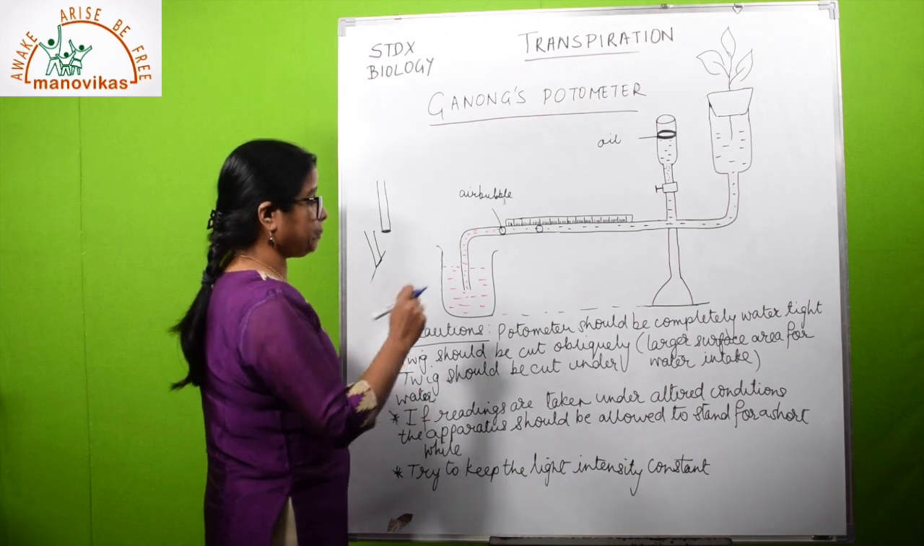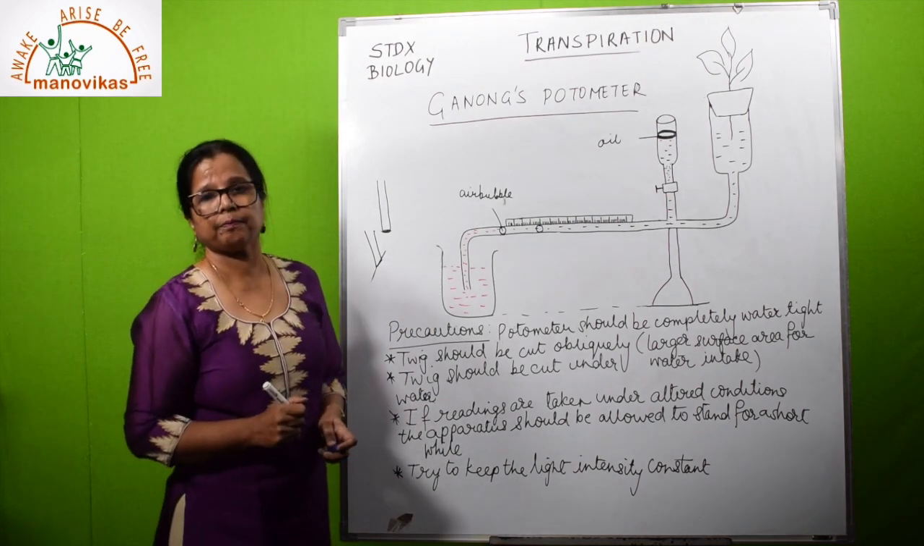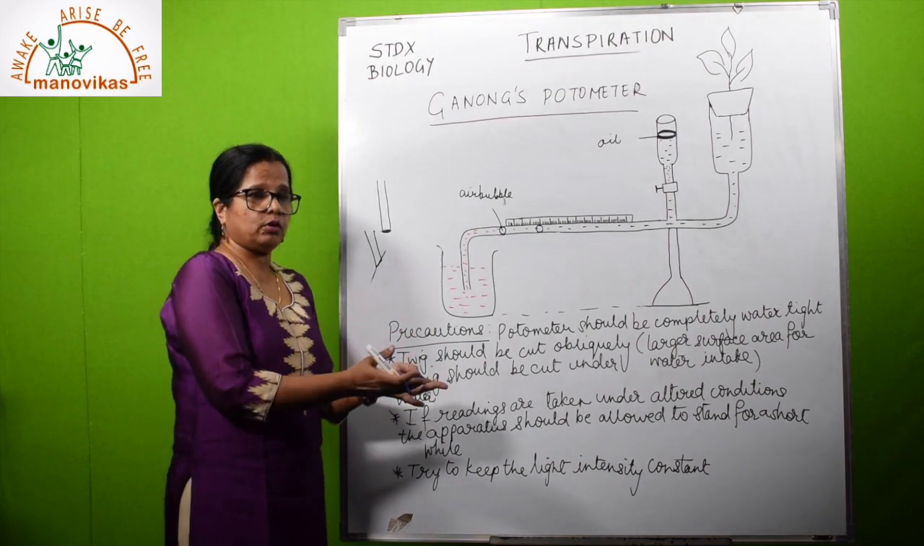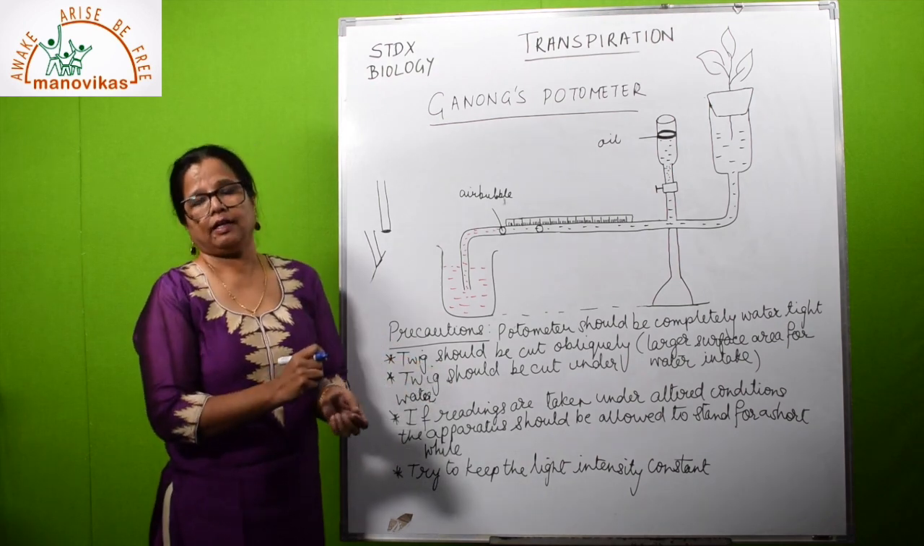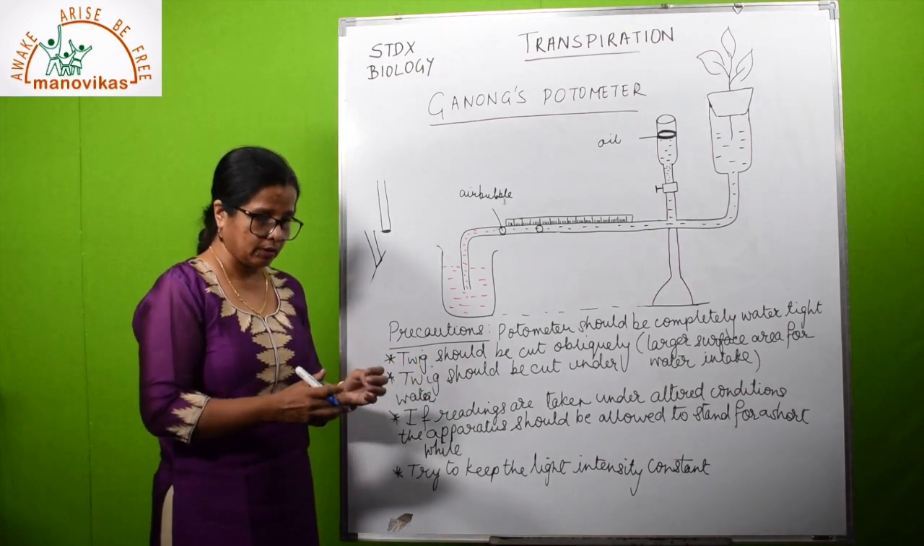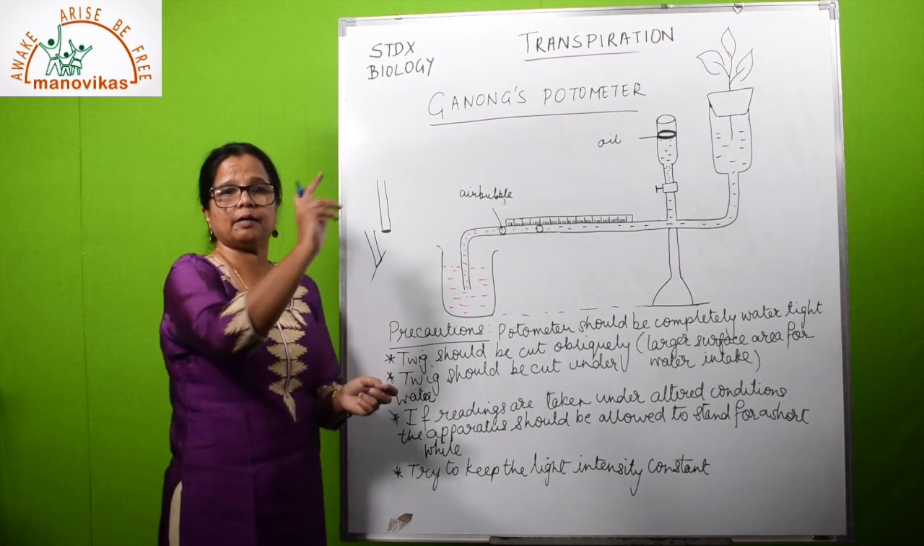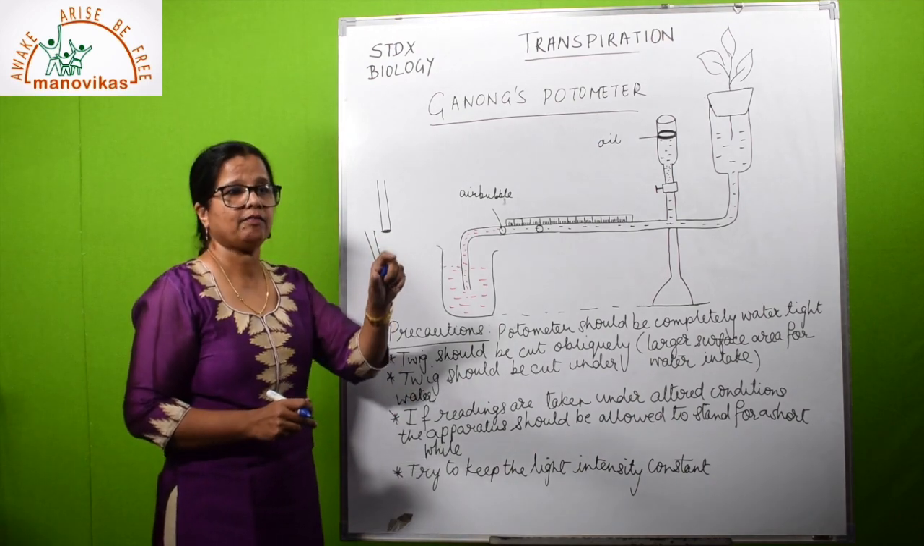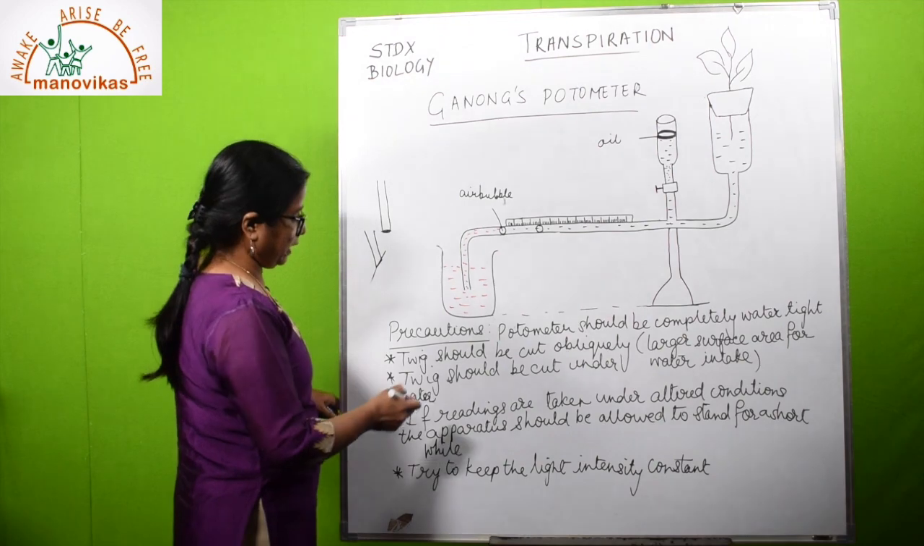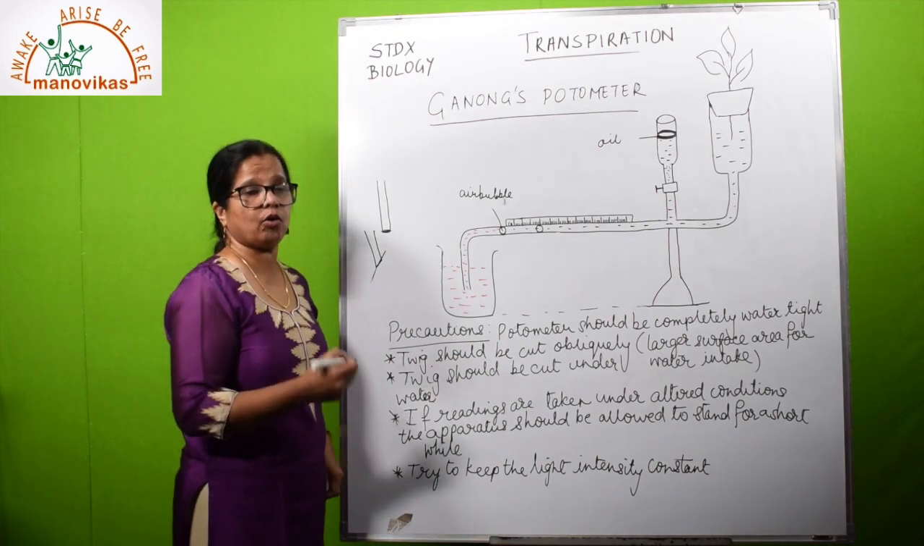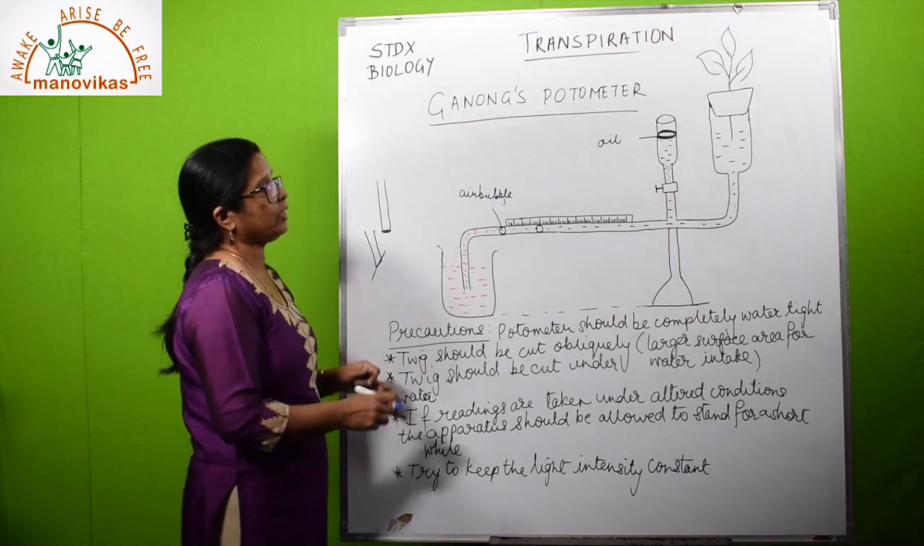Then, the twig should be cut underwater. Why underwater? Because if we cut it out of water, air will enter. Then the absorption of water, the rise of water through the xylem, will not happen, because the air will obstruct it.